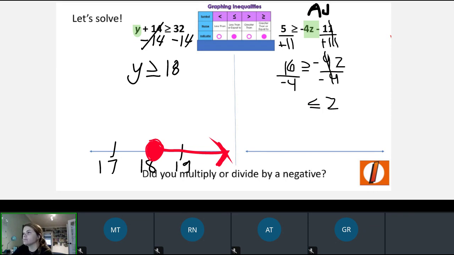Yeah, that's okay. No problem. So then she gets -4 is less than or equal to z. So z is greater than every number, greater than -4. So every number for z has to be greater than or equal to -4. Great job, AJ.